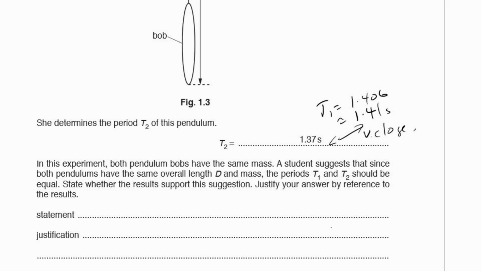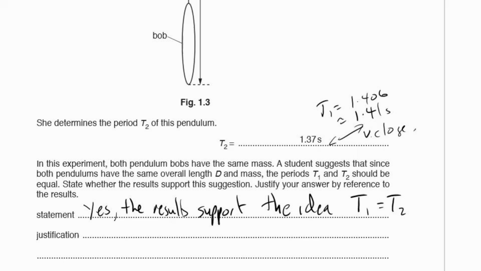So the student's saying that they believe that the periods T1 and T2 should be equal. Looking at those values, they are very close. I would say that the results do support that idea. And I would say that 1.37 is very close to 1.41, so within the limits of experimental accuracy, they're the same.